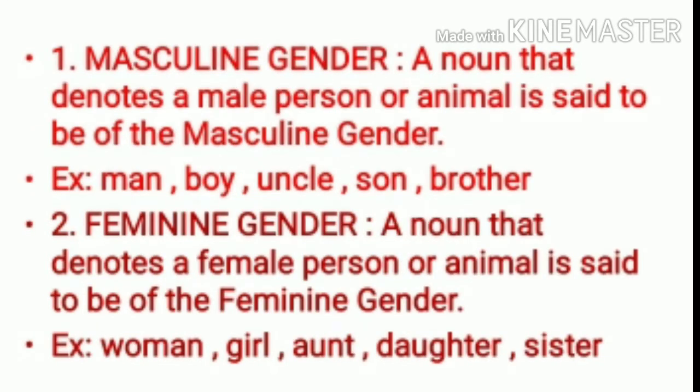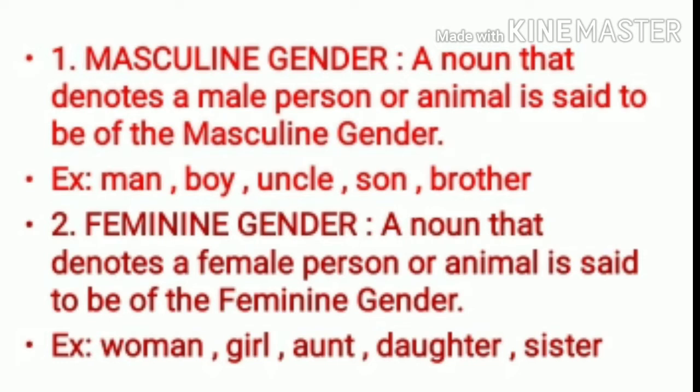First one is masculine gender. A noun that denotes a male person or animal is said to be of the masculine gender. So any male, whether it is an animal or a person, we say it is the masculine gender. For example, man, boy, uncle, son, brother.